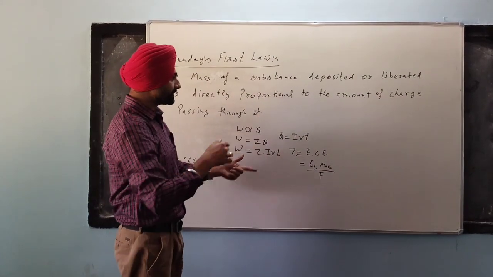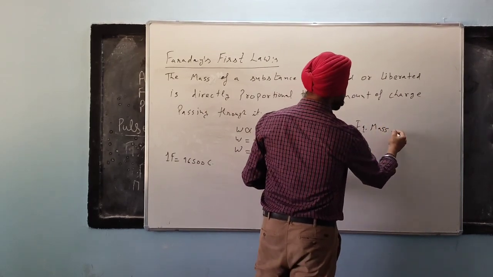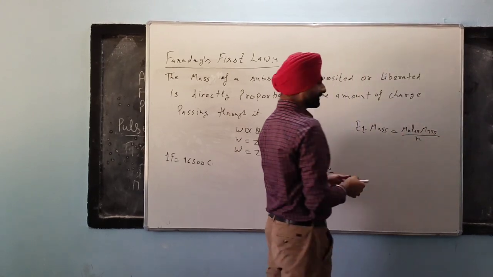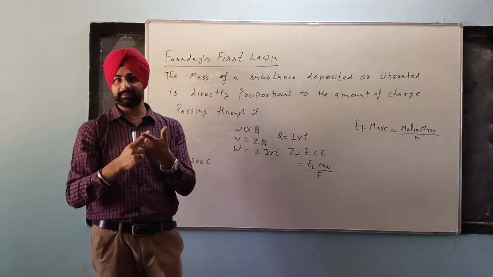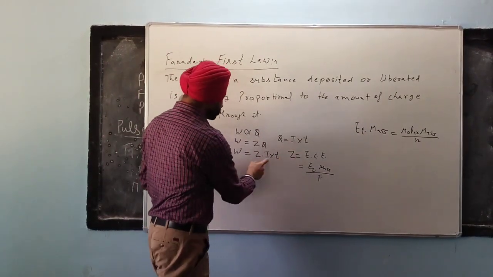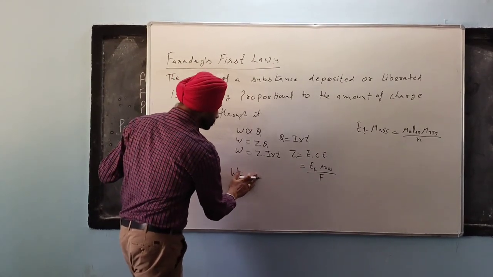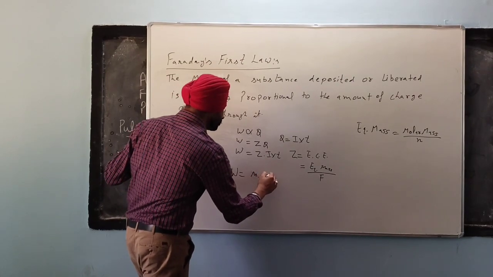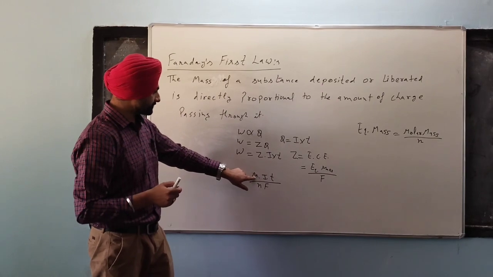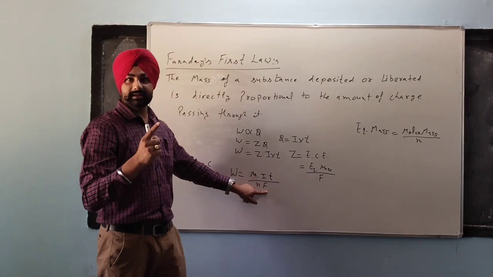Now we should know what equivalent mass is. Equivalent mass is equal to molar mass divided by n factor. N factor can be acidity, it can be basicity, or it can be the charge present on it. Introducing this equation in this, we will get W is equal to M into I into T divided by N into F, where M is the molar mass, I is the current, T is the time, N is the n factor, and F is the Faraday.